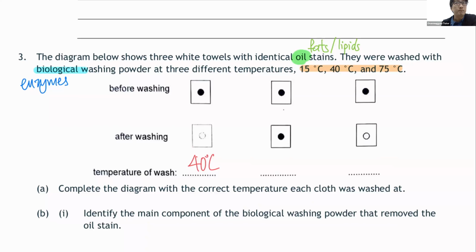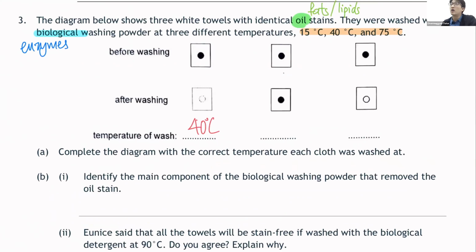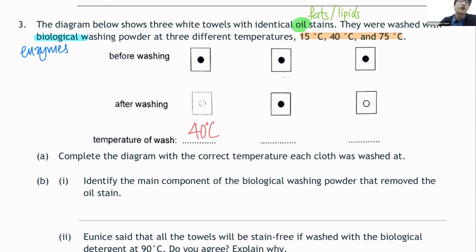Right, the main component of the biological washing powder to remove the oil stain, we already talked about it. You can either write down the word enzyme or the specific enzyme. What would that be? What is the specific enzyme that breaks down our fats or lipids? Lipase, very good. So either enzyme or lipase.